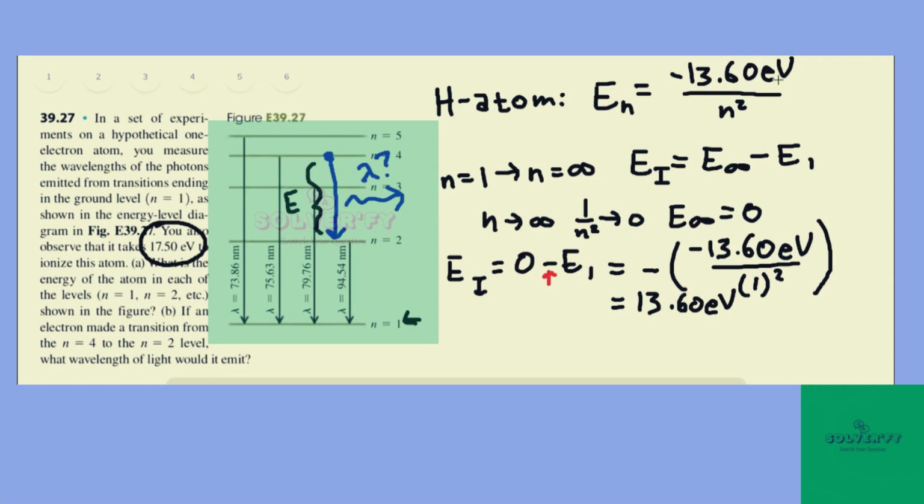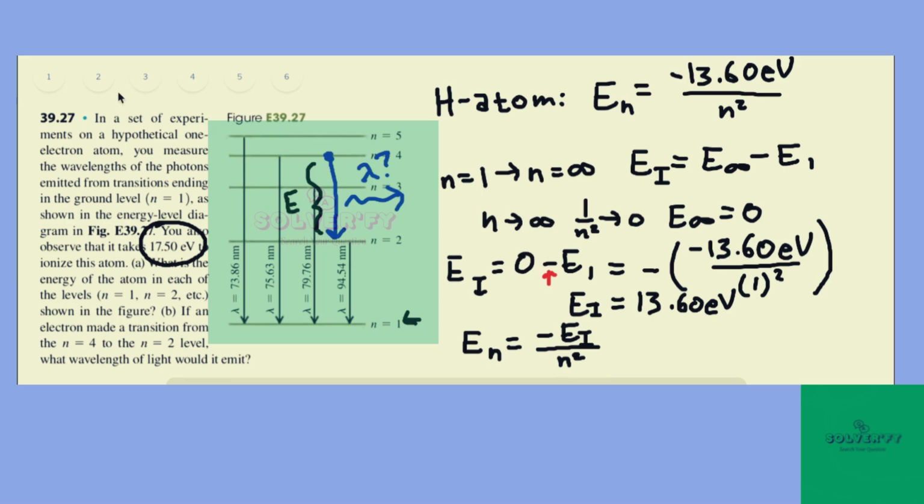So if we want, we can think about just substituting this in, and we want to just let EI equals 13.60 electron volts, then we can rewrite the energy levels for our hydrogen atom as just negative ionization energy over n squared.